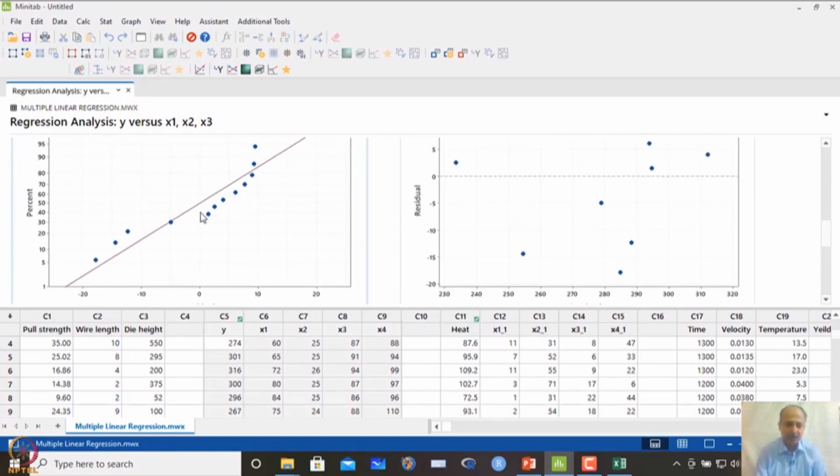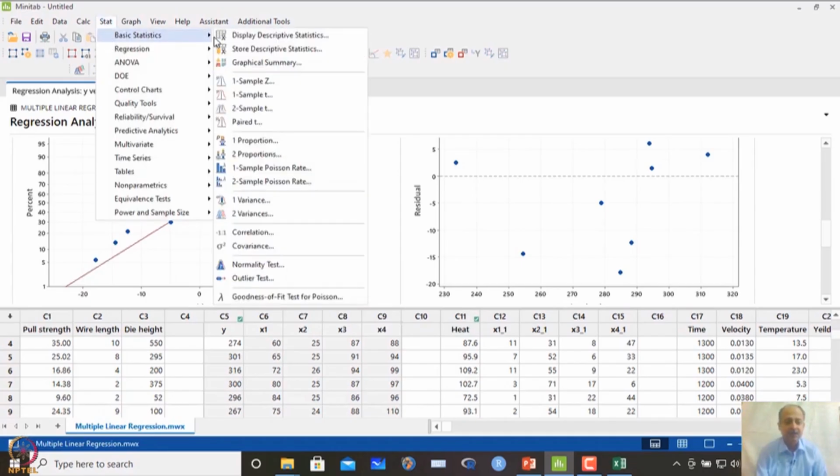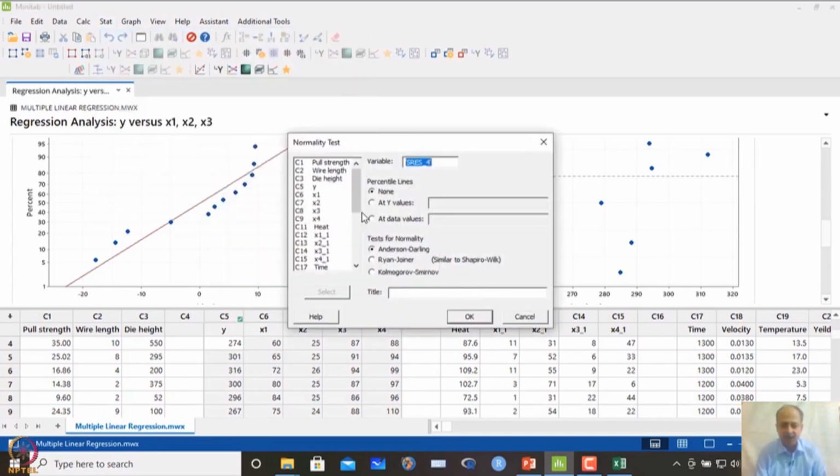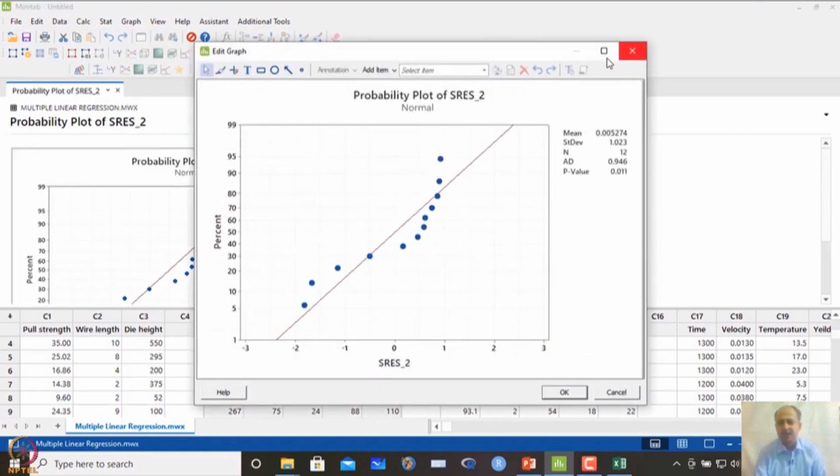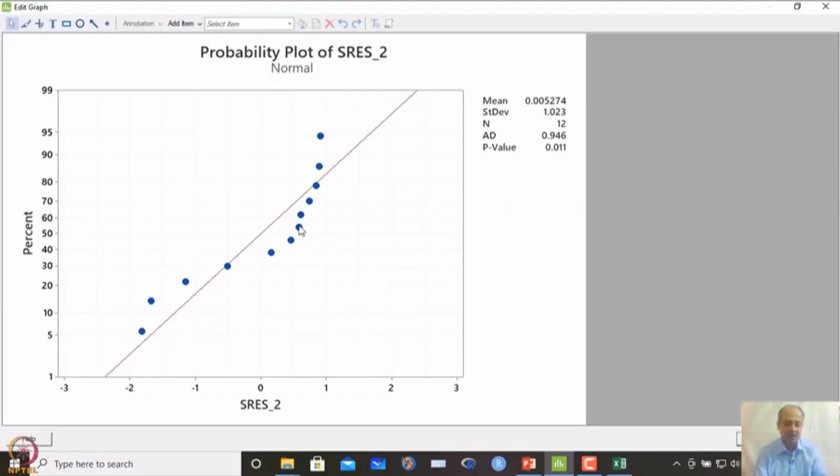But the residuals that I have saved over here, this is the residual plot that you see. When I have used the three variable model, if I go to basic stat normality test and test the last variables, you see that there is a violation in the error distribution over here.